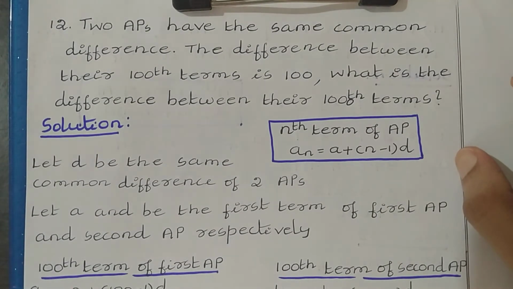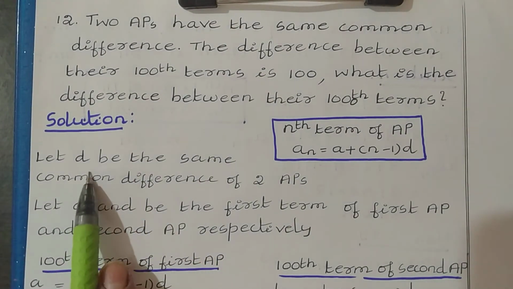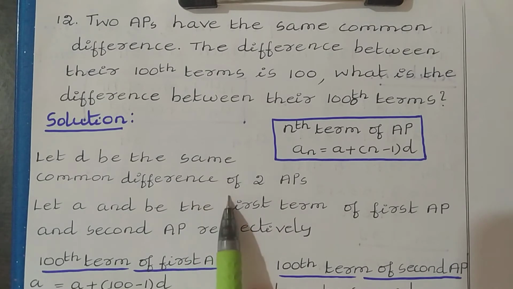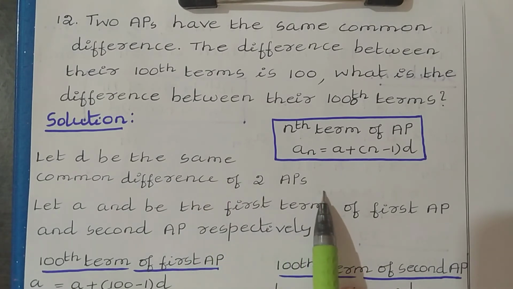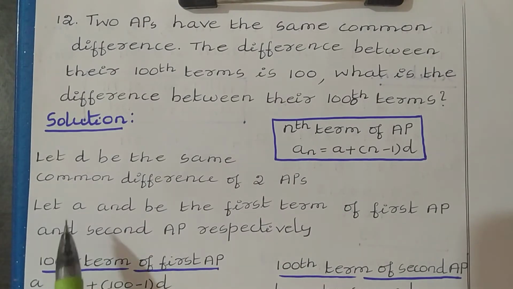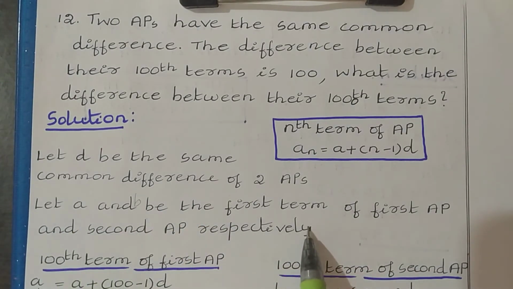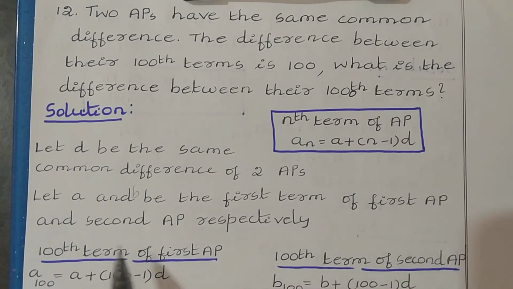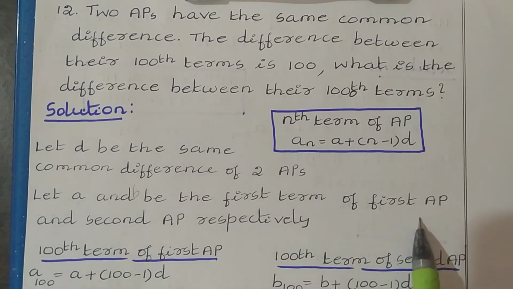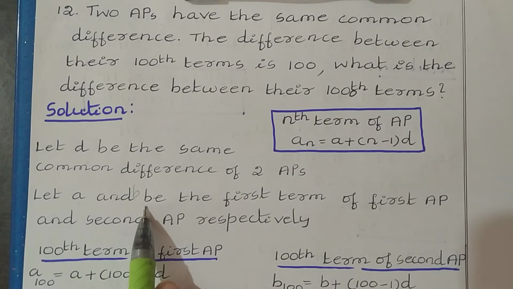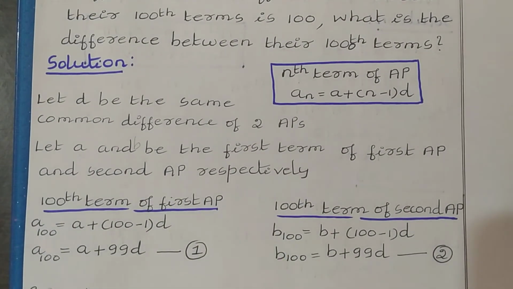Here in this question they are talking about two arithmetic progressions. So let us take a variable d and say that this d is the same common difference between the two arithmetic progressions. Let a and b be the first terms of the first and second arithmetic progressions. That means a is the first term of the first arithmetic progression and b is the first term of the second arithmetic progression.